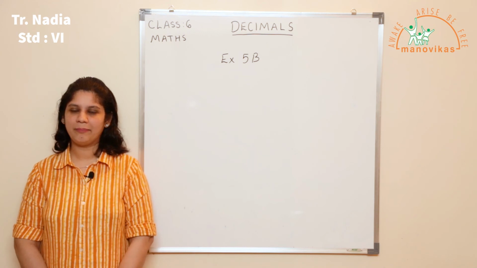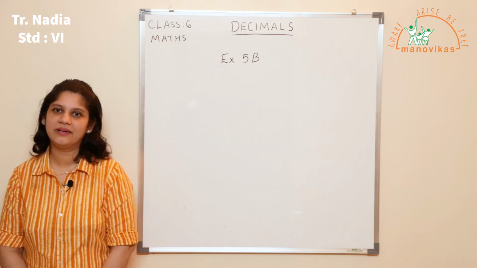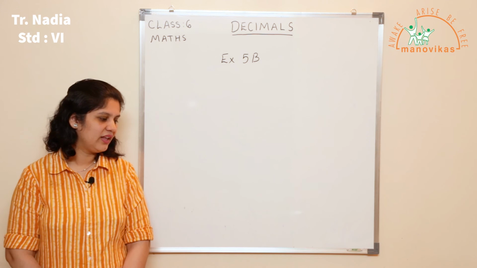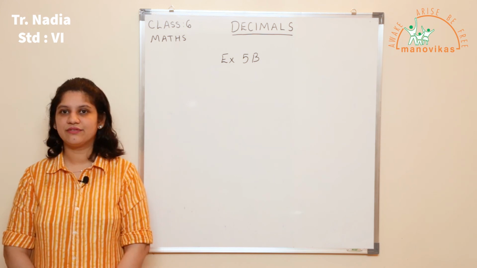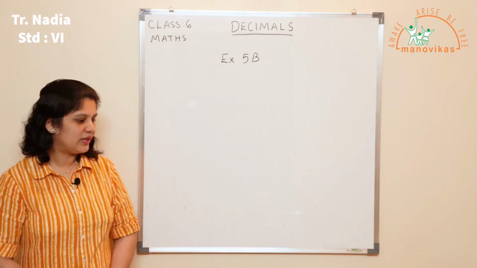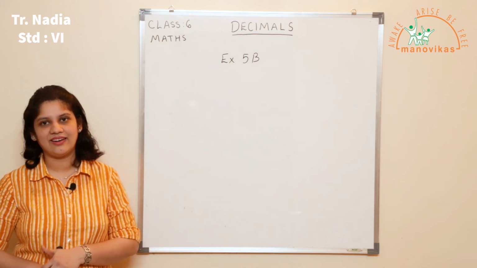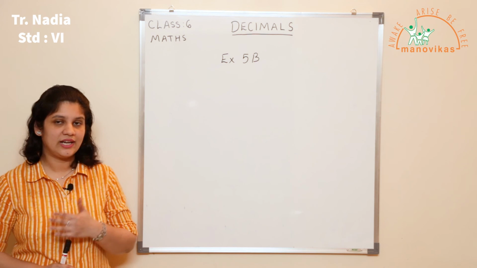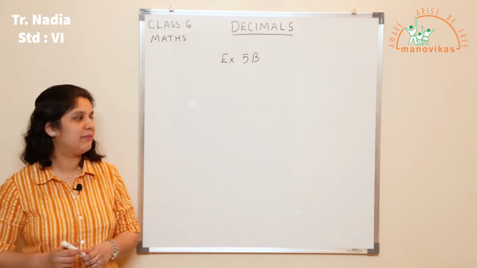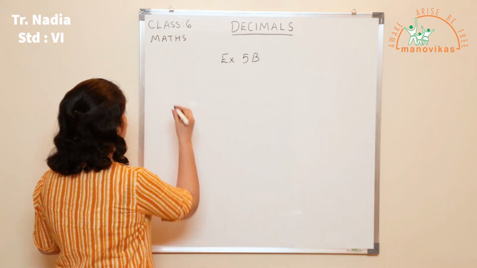Hello children, welcome back. We are going to continue with our topic decimals in this video. We are going to begin with exercise 5B here. So in exercise 5B, we are going to come across something known as like and unlike decimals. So let us get an idea of what we mean by like and unlike decimals.